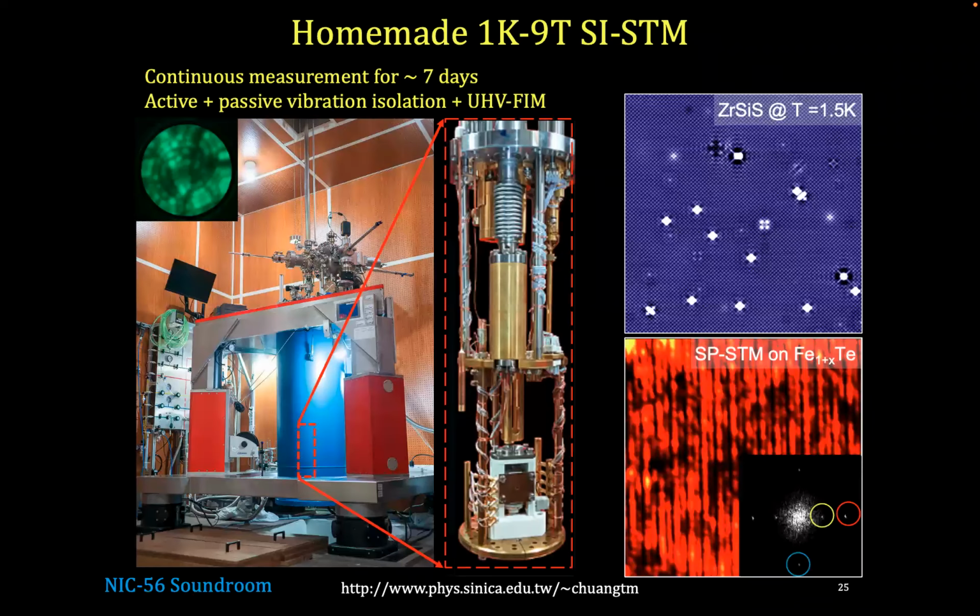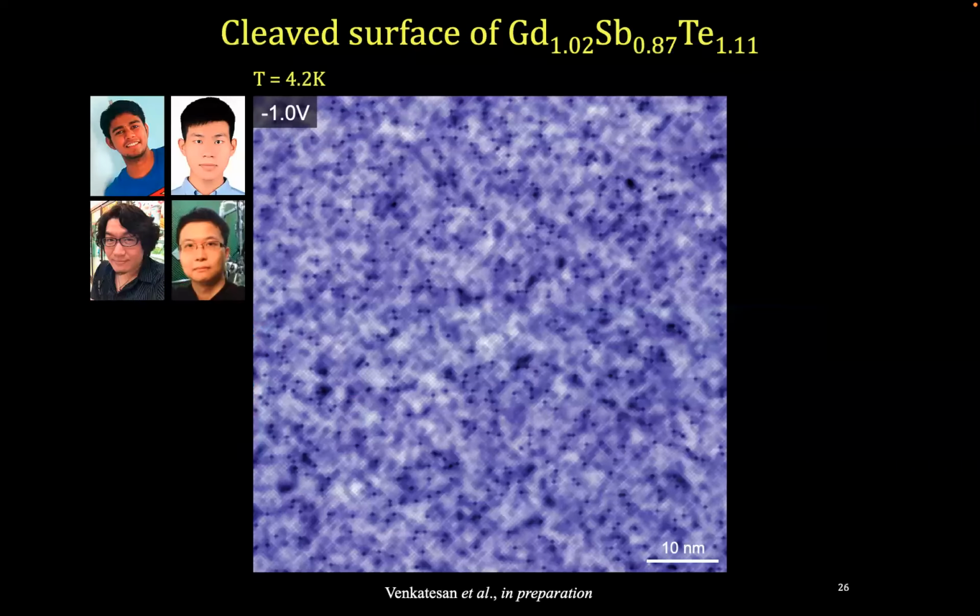So then we will try to study this material with a scanning tunneling microscope. And this is just a machine that we built in our lab, so I'll skip this. We studied this material by cleaving in UHV, and then we look at it by scanning tunneling microscope. And this is a cleaved surface at the hidden temperature. So this is in the antiferromagnetic state.